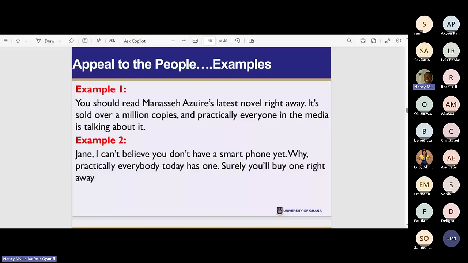Example one. You should read Manasi Azure's latest novel right away. It has sold over a million copies, and practically everyone in the media is talking about it.